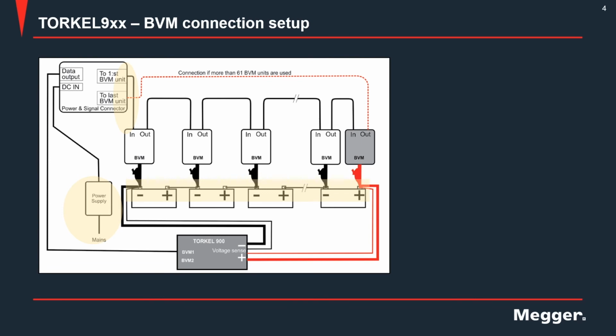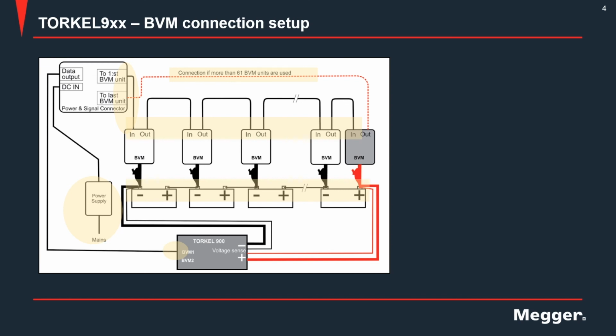The next step is to connect the Ethernet cables from one BVM to the other in a daisy chain manner. You can see here that each Ethernet cable runs from the output of one BVM to the input of the next BVM. If you're testing on a string which has more than 60 cells, that is, you have to use more than 61 BVMs, in that case, you would connect a feedback loop from the output of the last BVM unit back to the power and signal connector. For this connection, you can use the long red Ethernet cable that's there in your kit.